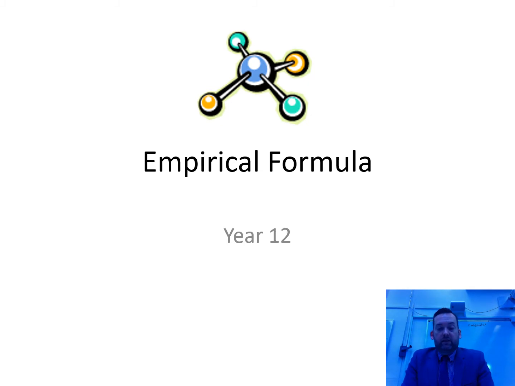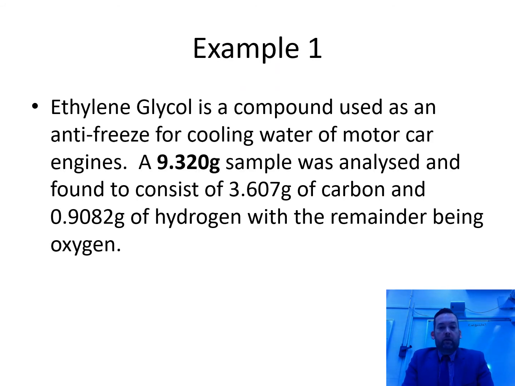So let's have a look at a simple example and then we'll follow up with a more difficult example of a Year 12 level. Okay, so here's the first example. We're looking at ethylene glycol. They give us the sample mass. Now that is required in all empirical formula questions. And they've also given us the mass of carbon and the mass of hydrogen in this particular sample. Those two things are really important.